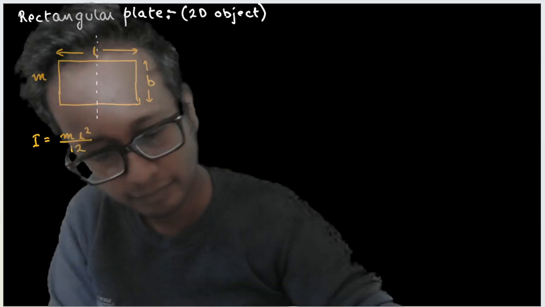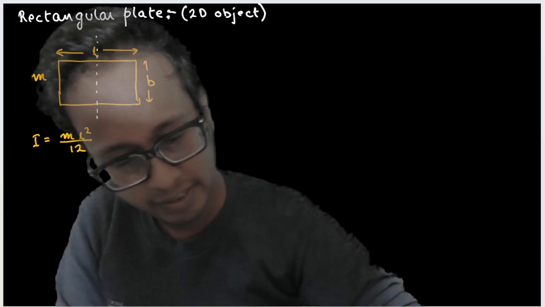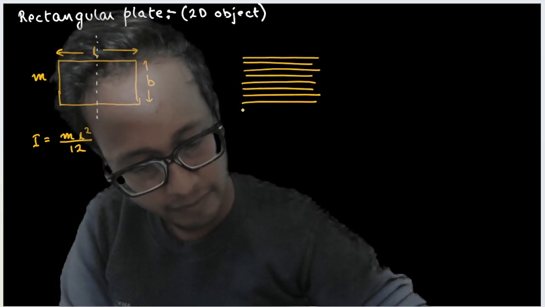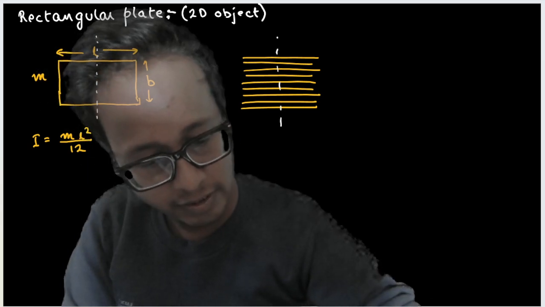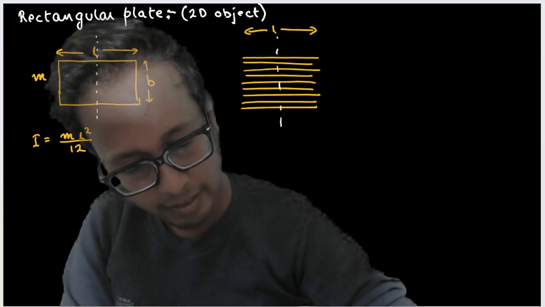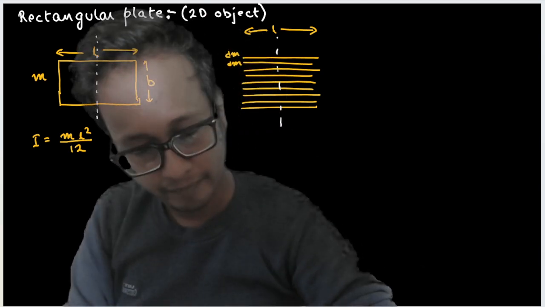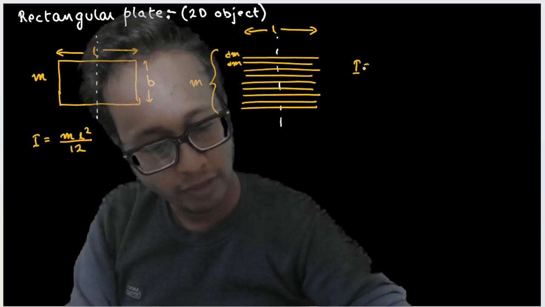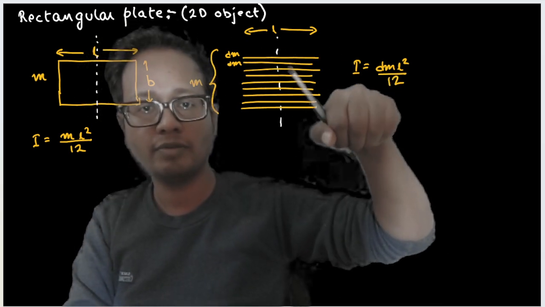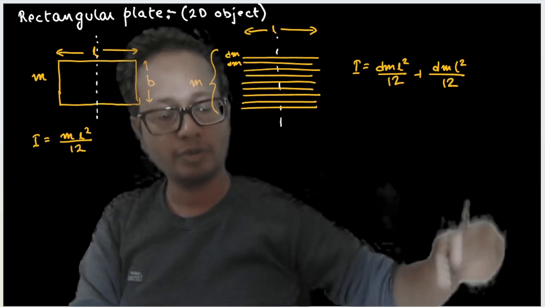What I'm trying to say is, take this rod and divide it into very thin strips, like this, very thin strips. I want to find the moment of inertia. The length of each of the strips is nothing but L. The mass of each element is dm, and the total mass of all the rods is m. So the moment of inertia of the first rod is dm into L square by 12, the second rod is also dm into L square by 12, the third rod is also dm into L square by 12, and so on.